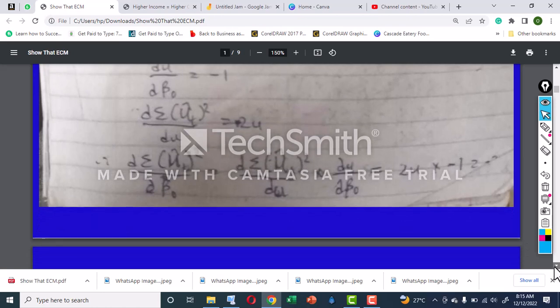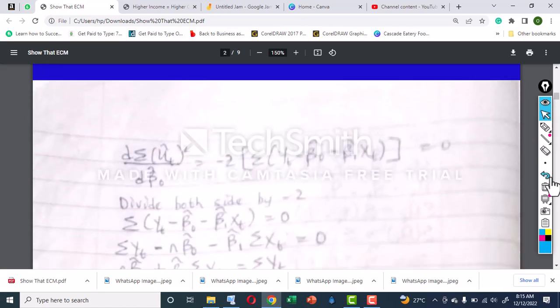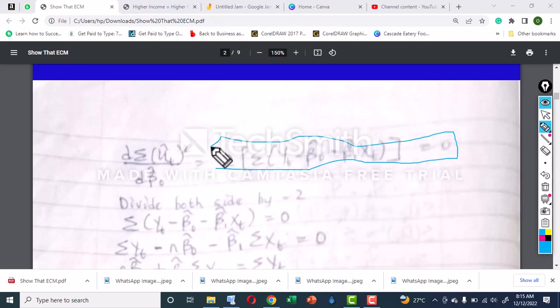By the time you differentiate, you have it here. So these are the final answers differentiating with respect to beta 0. And remember, we equate it to 0. So we now divide both sides by this minus 2, so that this minus 2 will be out. So we now have only this part. So this is the part we have here now.